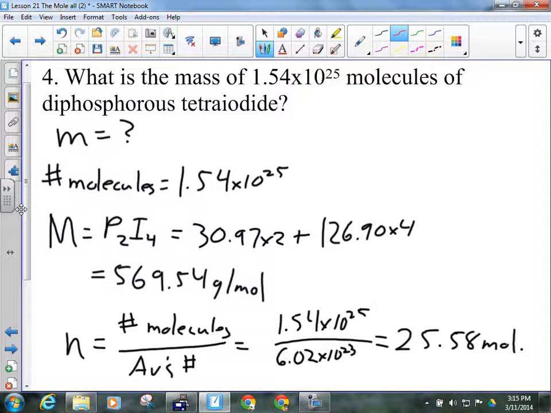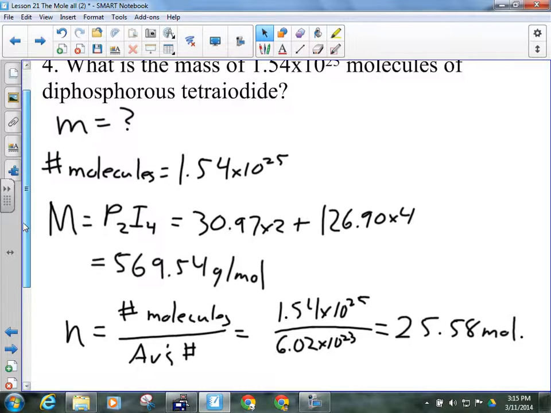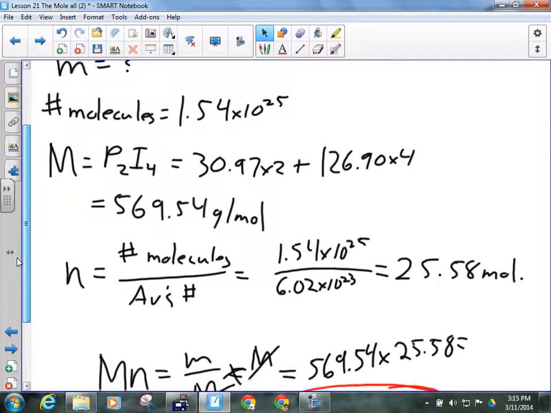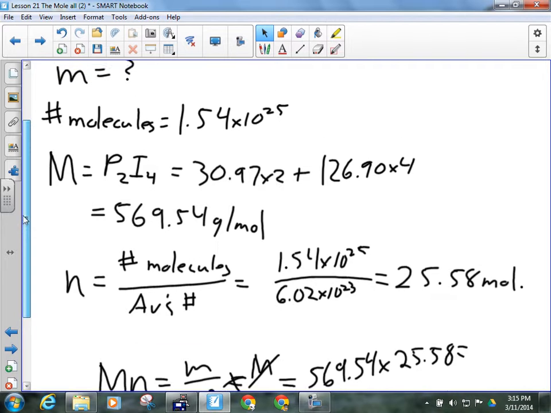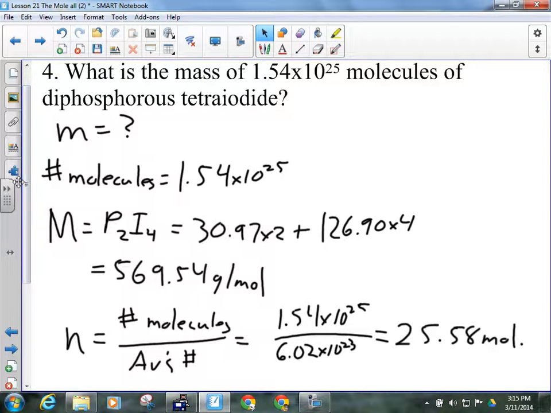All right. Okay, so we wrote down our givens. We calculated our molar mass. We calculated N using the number of molecules and Avogadro's number. And then from there we went back to the mole equation and calculated our final mass. All right. There's no tricks, guys. Those are the only 4 ways I can ask you a mole equation question. You have now seen how to do all 4.